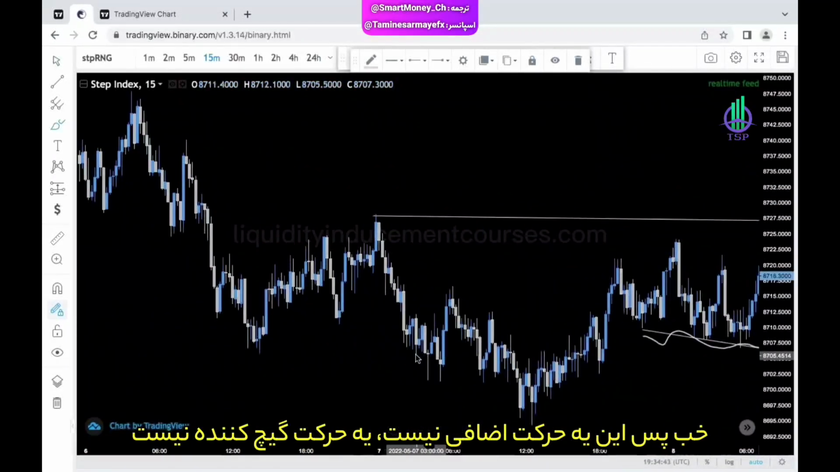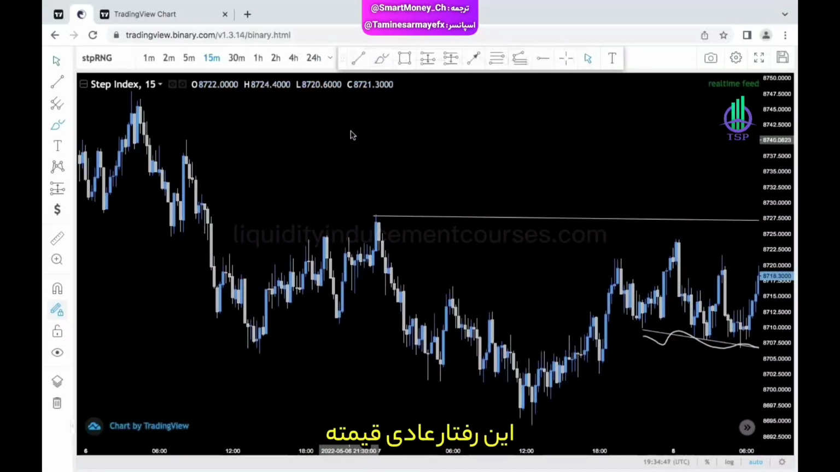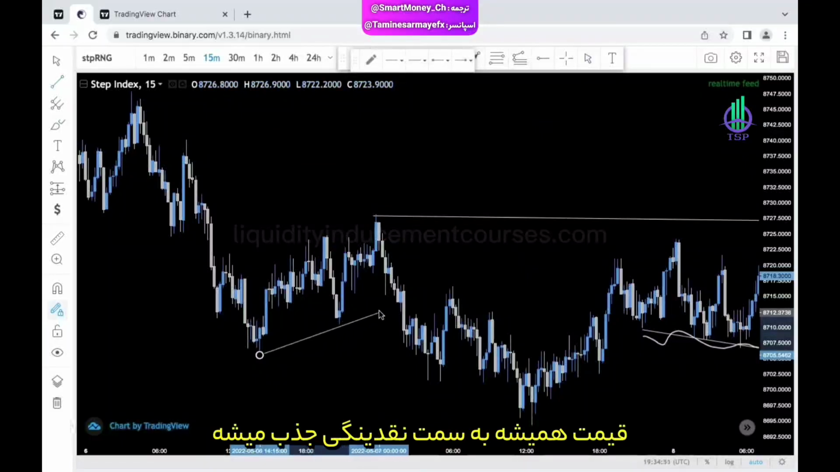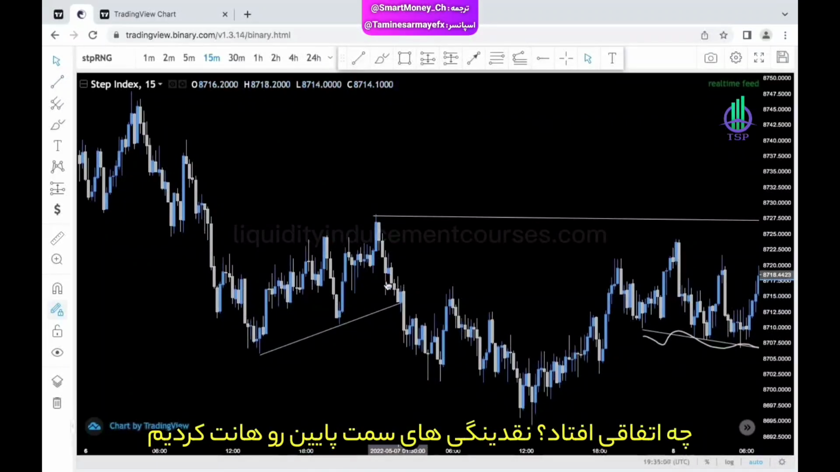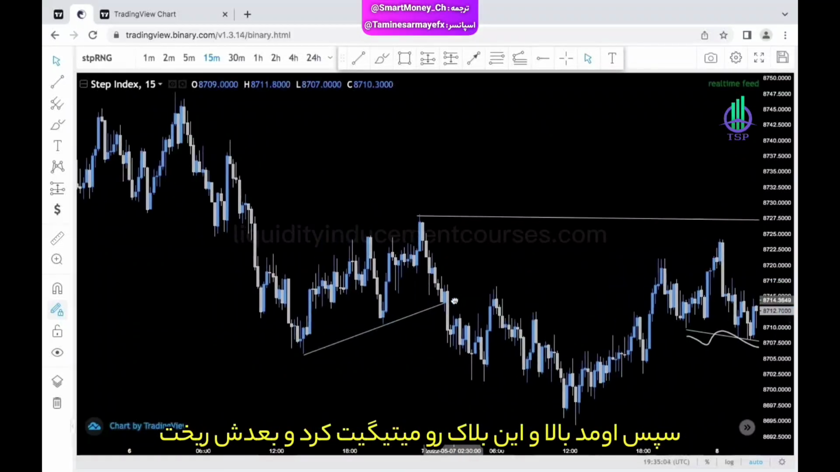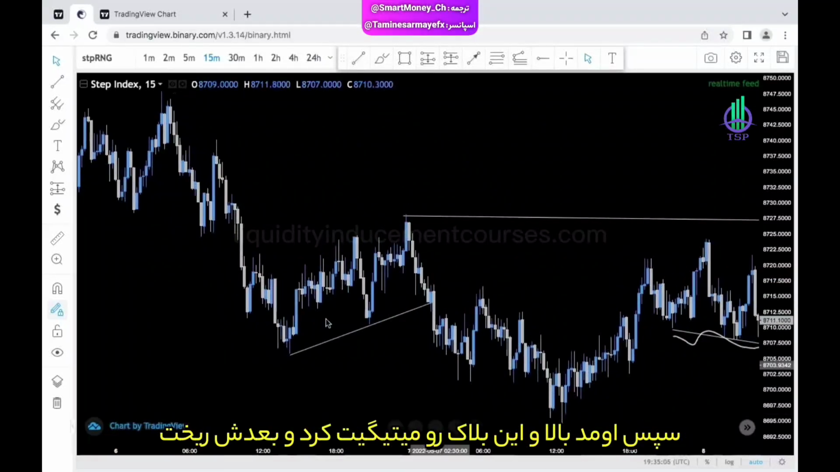Okay, so it is nothing too extra, it is nothing too confusing. It is just the behavior of price. Price is constantly drawn to liquidity. Okay, so what did we do? Yes, we are going to sell. We took out liquidity to the downside, right? And then went back up to mitigate this block, and then we continued bearish.